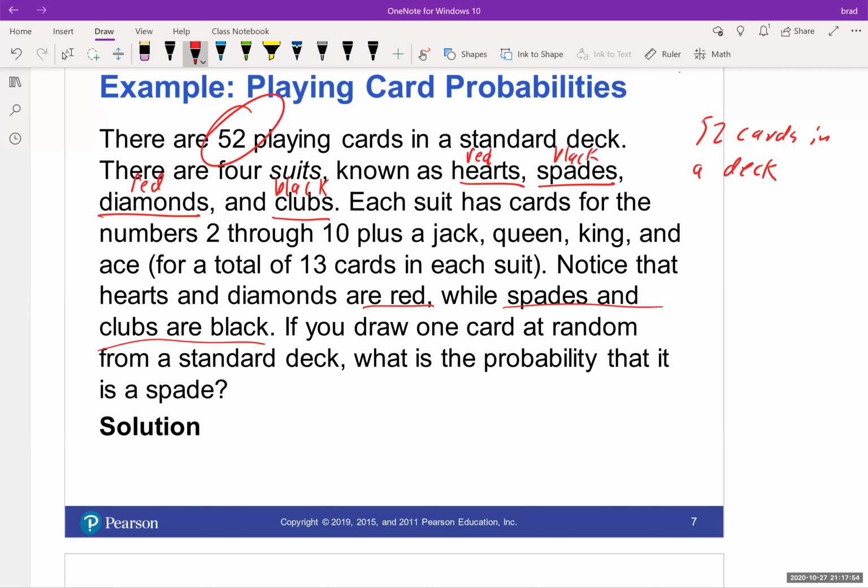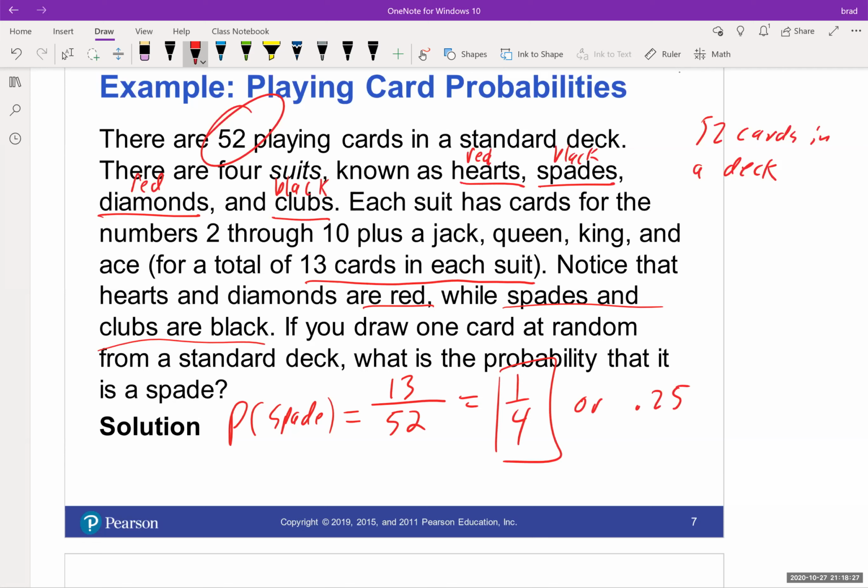If you draw 1 card at random from a standard deck, what is the probability that it is a spade? Okay, so I'm going to write probability of a spade. We have to think, how many spades are in the deck? Well, we just said there are 13 cards in each suit. So 13 of them would be the event we're looking for. Now, how many total cards are in the deck? 52. So this would become 1/4, or 0.25. So it's pretty straightforward.